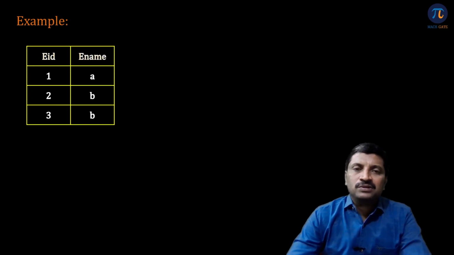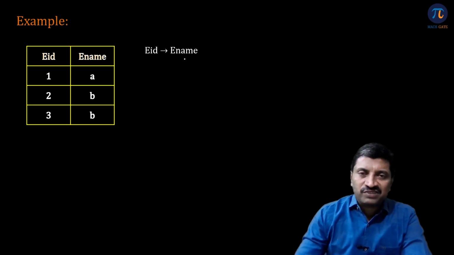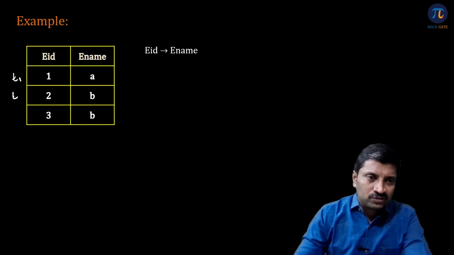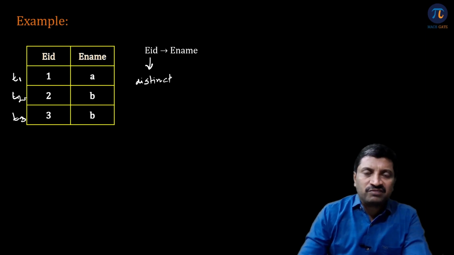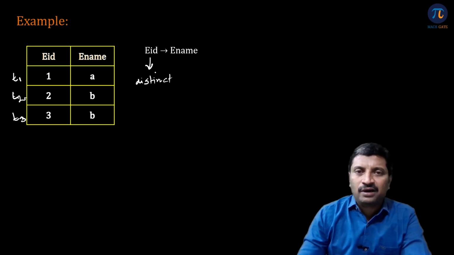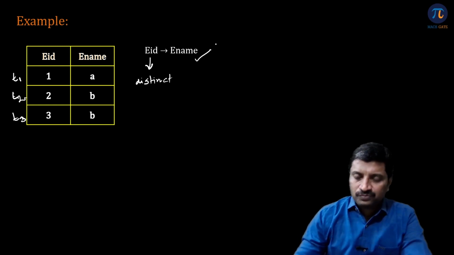The next example. Suppose we have a relation with two attributes, employee ID and employee name. Let us verify whether this functional dependency is satisfied by this instance or not. So let us give the names T1, T2, T3. Now when coming to employee ID, all the values are distinct. So that means there are no two records for which the values of employee ID are the same. Then in such a case, this always holds.